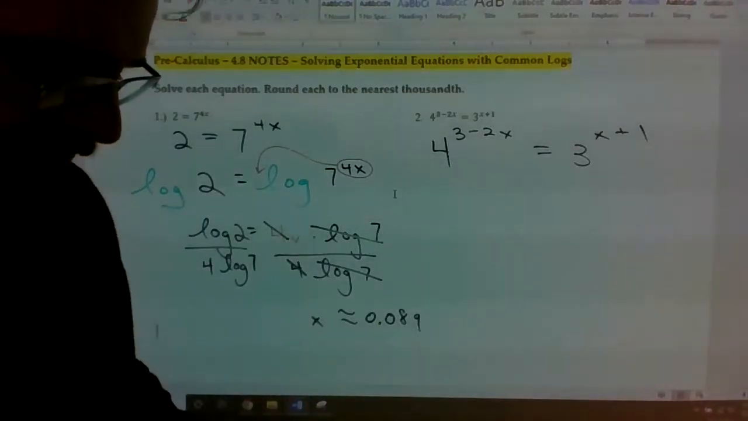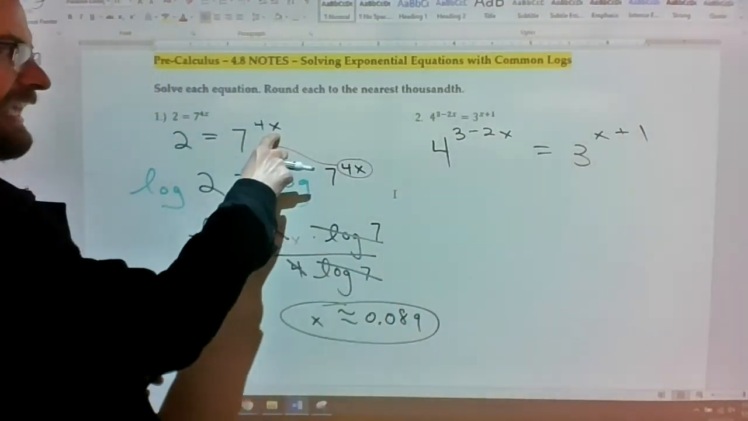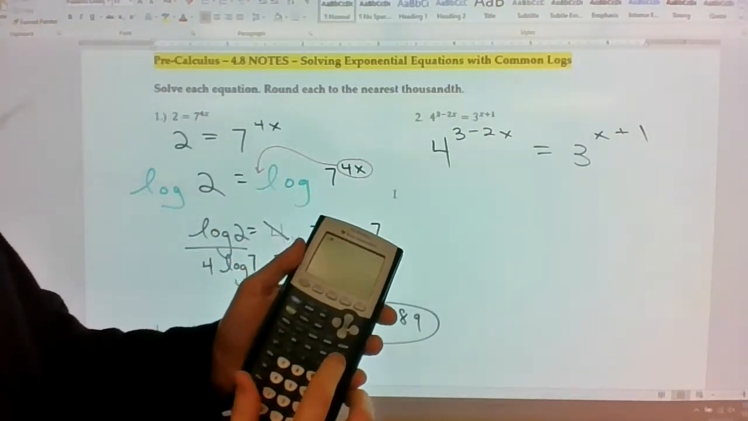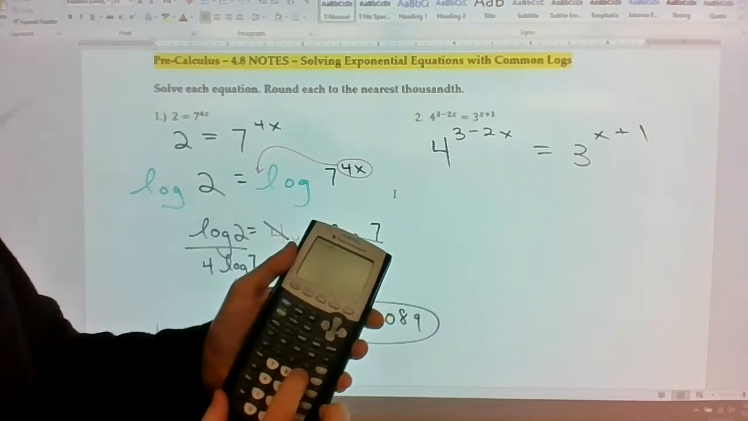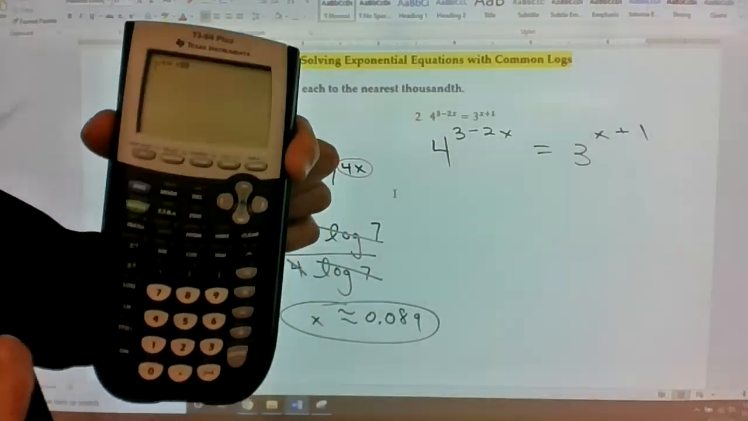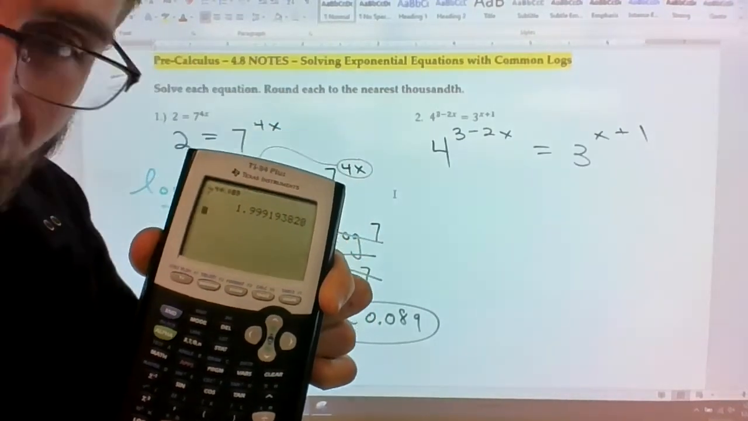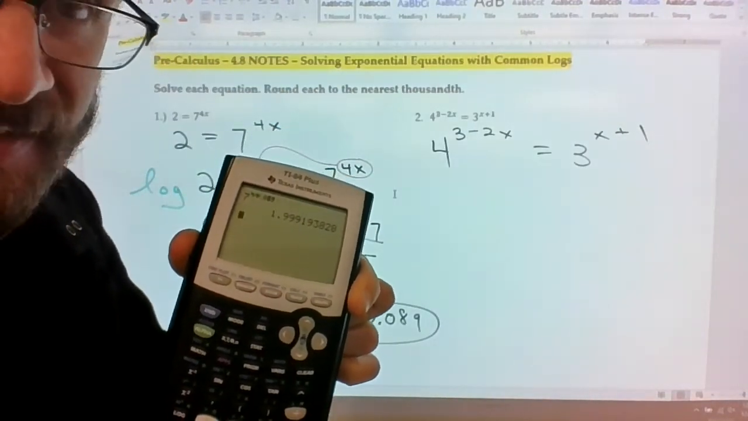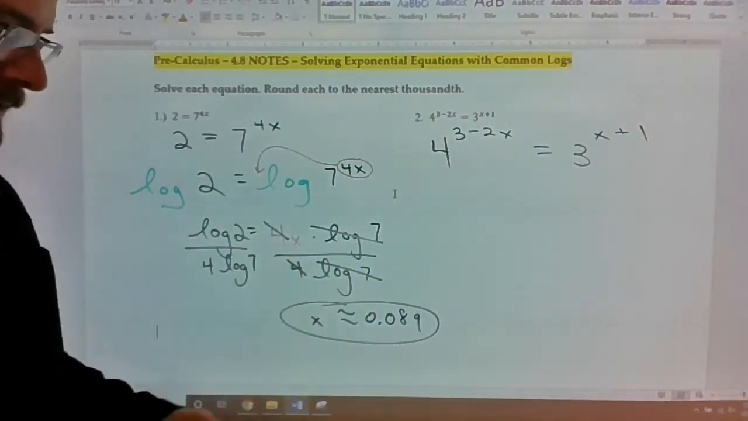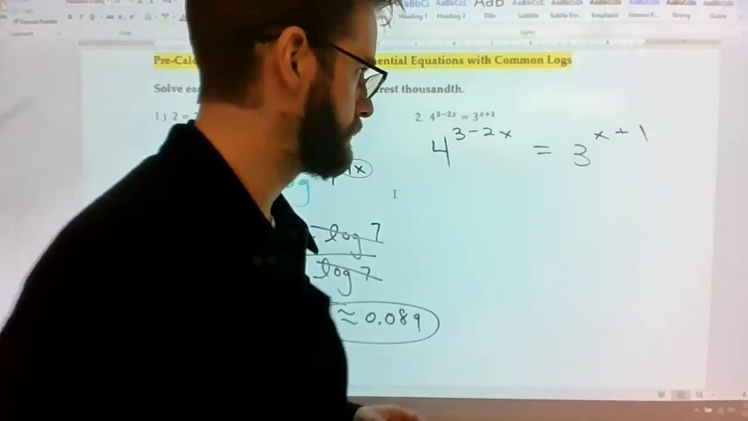And if you want to check yourself on that, you can plug 0.089 into the x of the original. So, what is 7 to the 4 times 0.089? If this answer is correct, it should be pretty darn close to 2. All right? So here, take a look. Yeah, the rounding error is what created the 1.99 instead of it being exactly 2. So there's our answer. Nice.